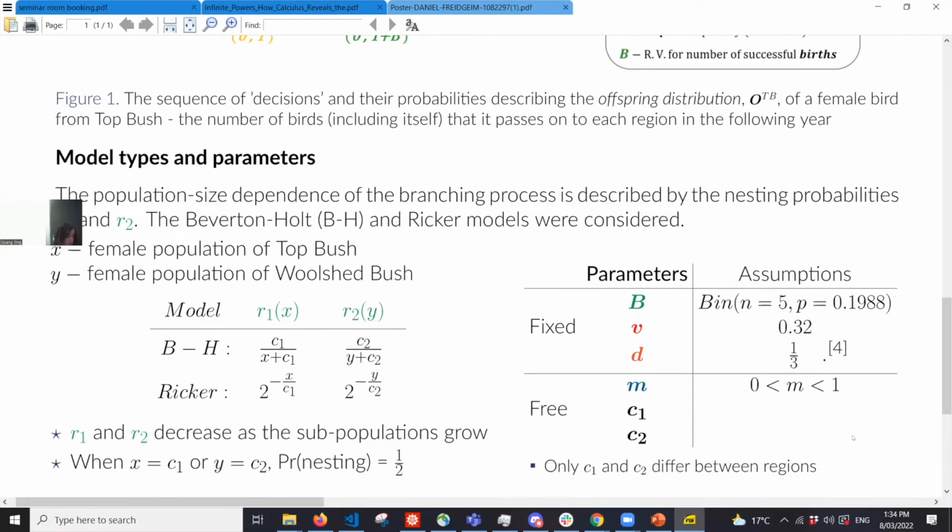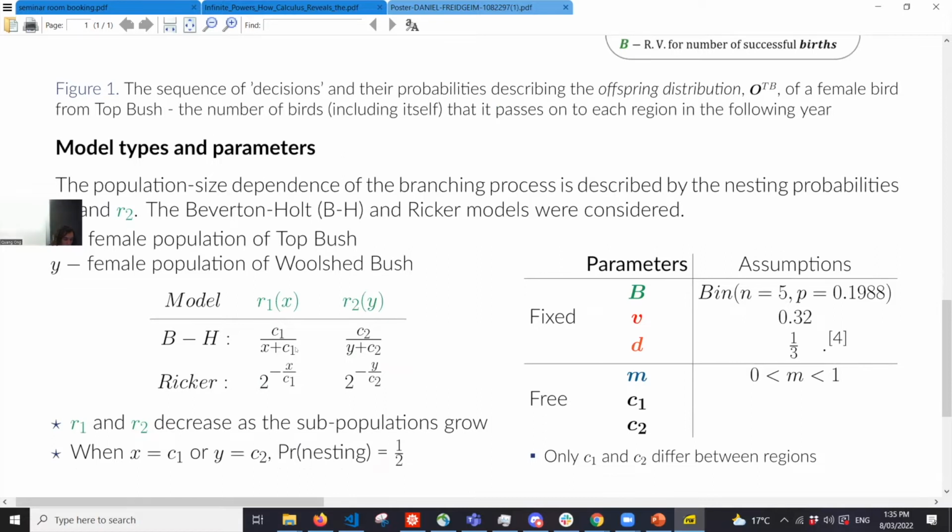So in the project, I considered 2 different types of models. So over here, there's the Beverton Holt and the Ricker model. Both of these are essentially decreasing functions. So as the population sizes increase, the probability of finding a nest naturally decreases because more of the space is filled up.